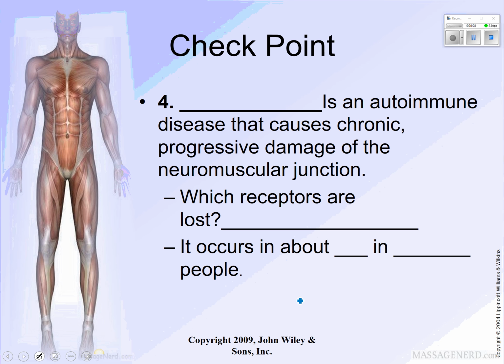Next, you have an autoimmune disease that causes chronic progressive damage of the neuromuscular junction, and that's your myasthenia. Which receptors are going to be lost? The receptors that are going to be lost are your acetylcholine receptors, and that occurs in about 1 in 10,000 people. This one is more common in women, typically between the ages of 20 and 40. When it occurs in men, the onset is usually at the age of 50 to 60.